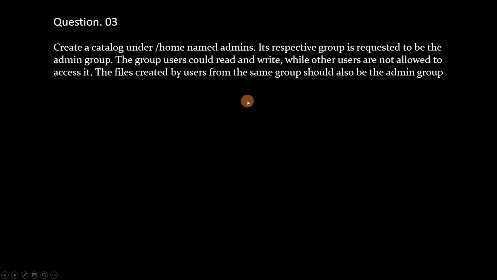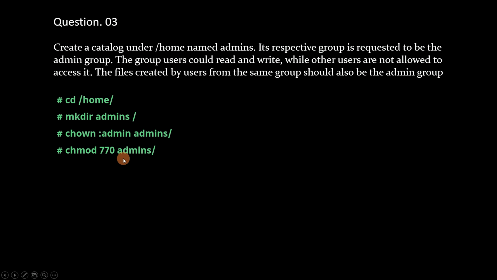Now let's go to the solution. cd /home, because it is suggesting us to create a catalog named admins under /home. So we have to first navigate to /home, then mkdir admins, because we have to create admins. This is the command to create a directory. Now chown :admin admins, as it wants admin to be the group of this.